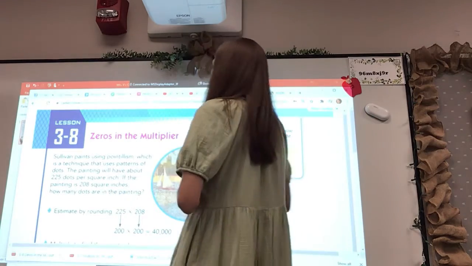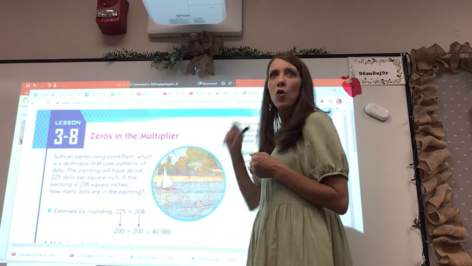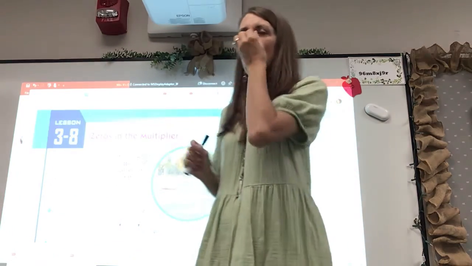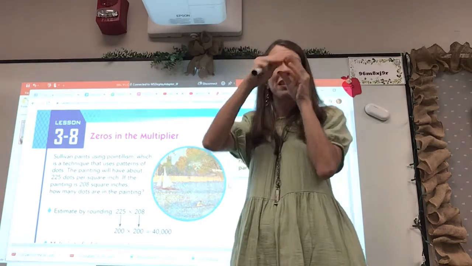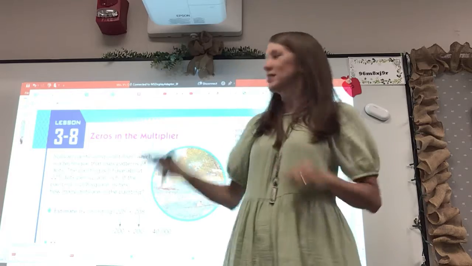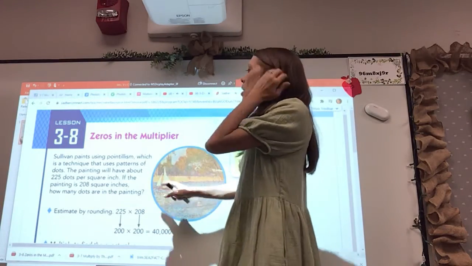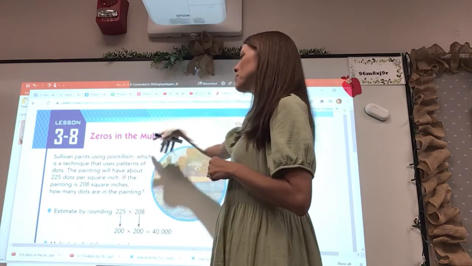Sullivan paints using pointillism. Have you ever seen pointillism? Have you learned that in art? Where they just do little dots and make an entire picture, right? Or have you ever seen one where they use little pictures and make a big picture out of little pictures all together? So this is an example of pointillism. It explains it: a technique that uses patterns of dots.